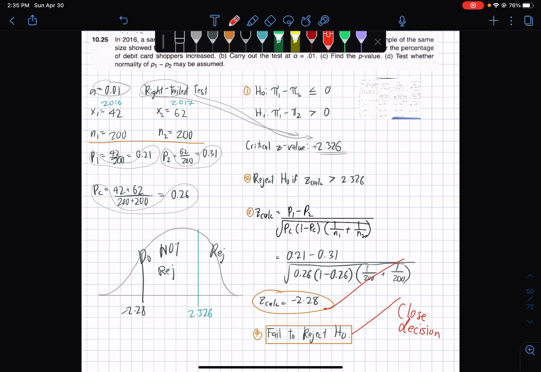Critical Z value is, it says in the ebook it's negative 2.326. I'm not sure why that is, but then this is a right-tailed test, so yeah, I'm not sure why the book says this one. That's just a heads up for you.